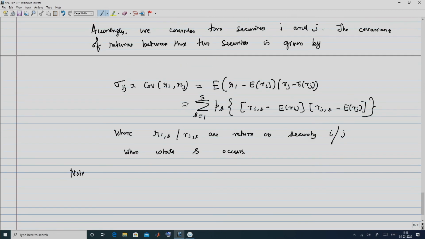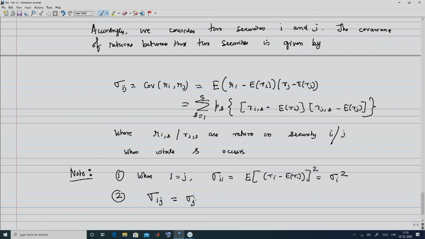Okay, so just a couple of observations that follow. First of all, when I is equal to j, then obviously sigma I I is going to be E of (R I minus E R I) square, and this is sigma I square. And secondly, using the symmetric property of covariance, sigma I j is going to be equal to sigma j I. That means the covariance of return of the ith and the jth asset is the same as the covariance of return of the jth and the ith asset.